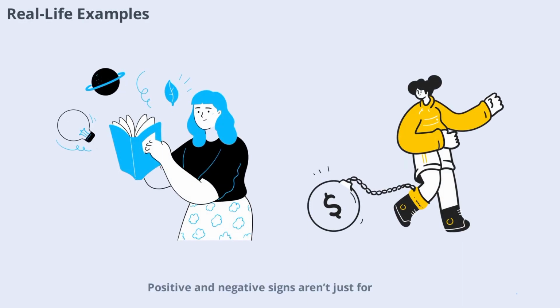Positive and negative signs aren't just for math class, they show up in everyday life. Think about temperatures. Above 0 is positive, below 0 is negative. Bank accounts use positives for deposits and negatives for withdrawals. Even in sports, a team's score can go up or down depending on their performance. Recognizing these signs in real life helps us make better decisions and understand the world around us.